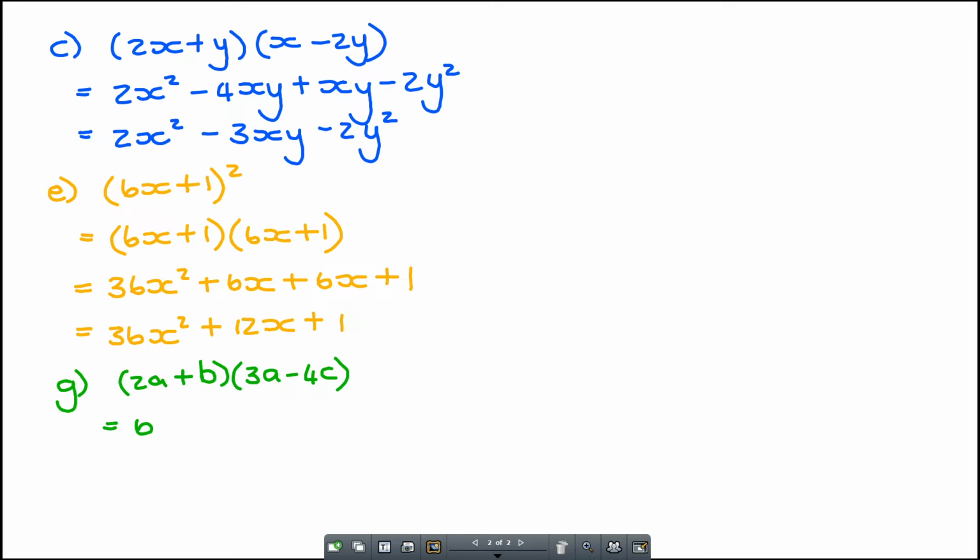So 6a, ooh, just there, look. 6ab minus 8ac plus 3ab. Okay, now we've got to look for like terms. I've got AB and AB, and that gives me 9AB. And then AC.